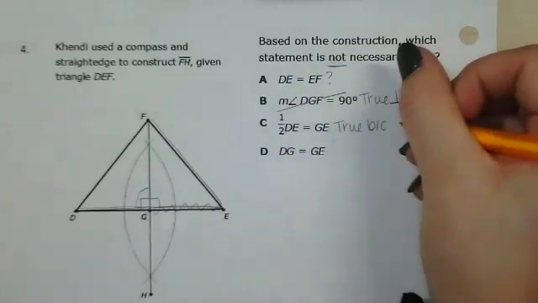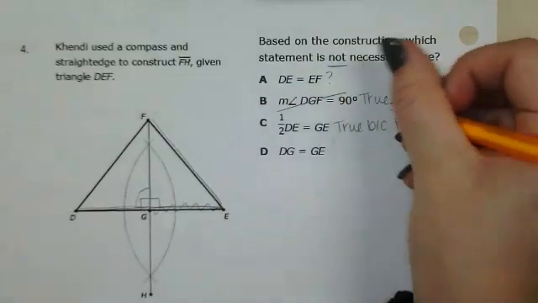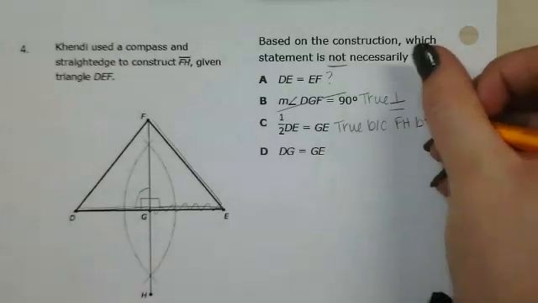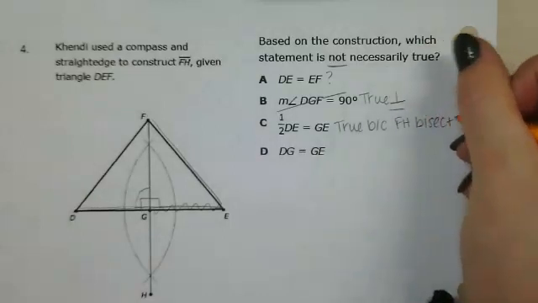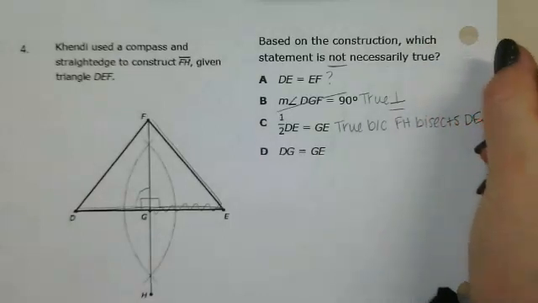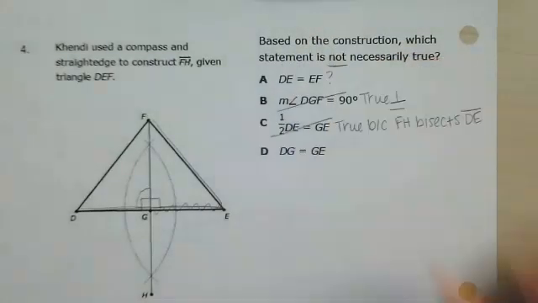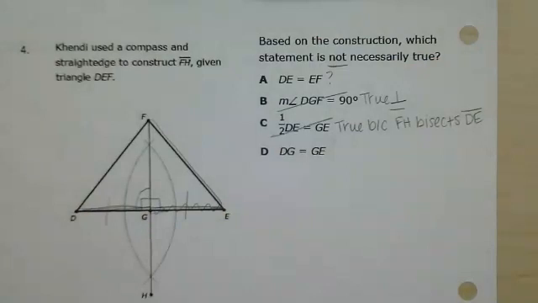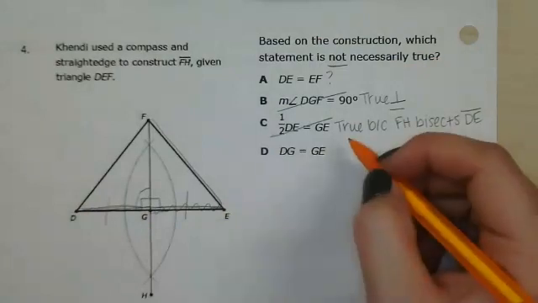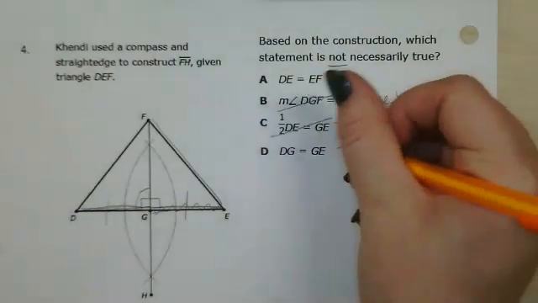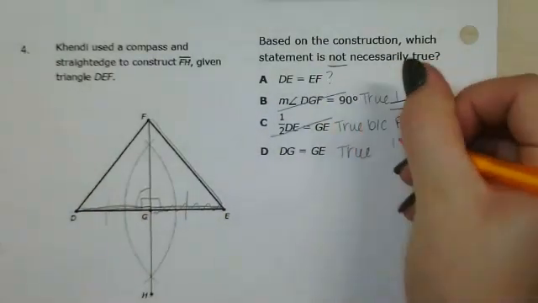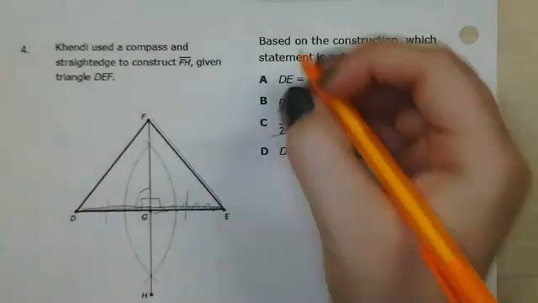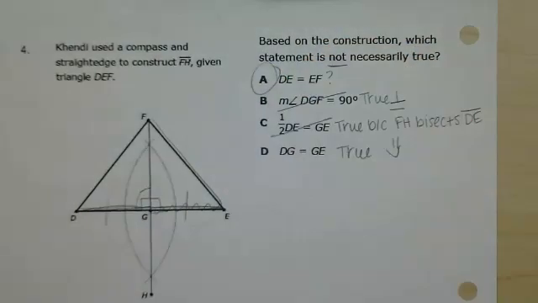because FH, yes, definition of bisector. FH bisects DE. Very good. Okay, then the last one says DG, this segment here, is congruent to this segment here, GE. Yes, for the exact same reason that we just mentioned, right? So this one would be true for the same reason. All right, so our answer must be A.